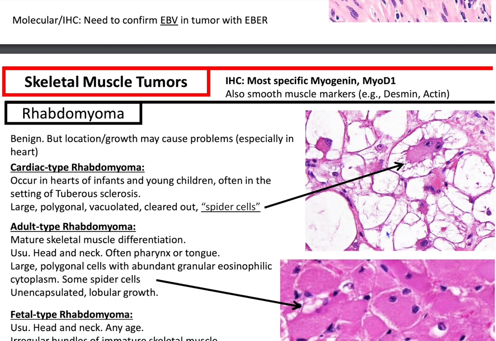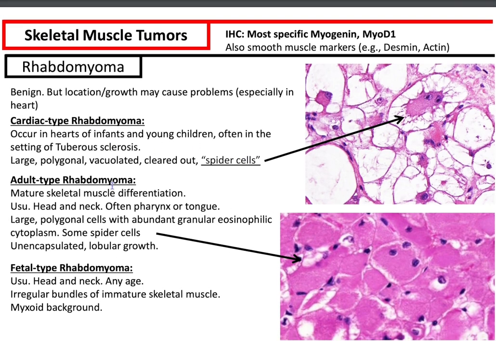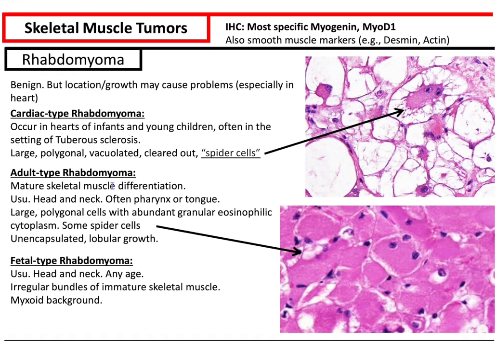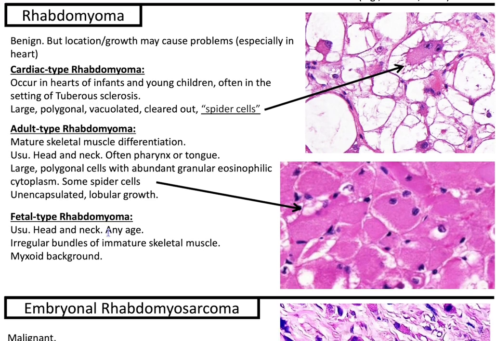Skeletal muscle tumor, equivalent to your leiomyoma of the skeletal muscle, is your rhabdomyoma. Cardiac type rhabdomyoma will have your spider cells associated with tuberous sclerosis. Adult type rhabdomyoma, usually head and neck, pharynx or tongue. Fetal type rhabdomyoma, usually head and neck, any age.